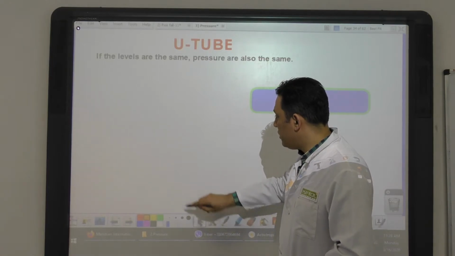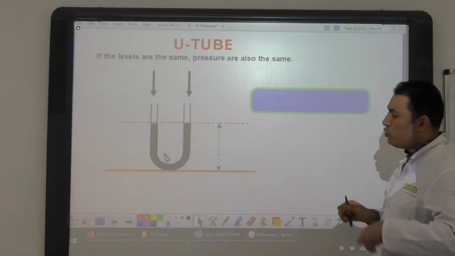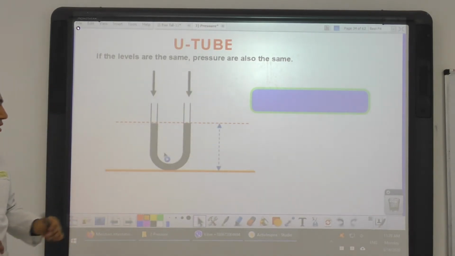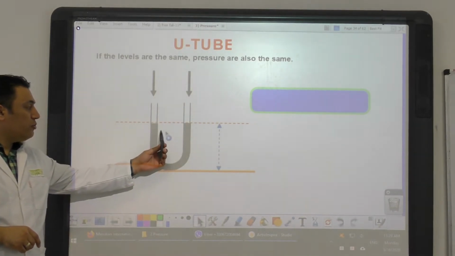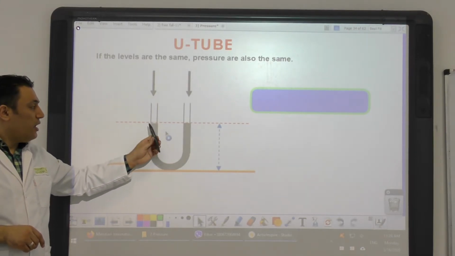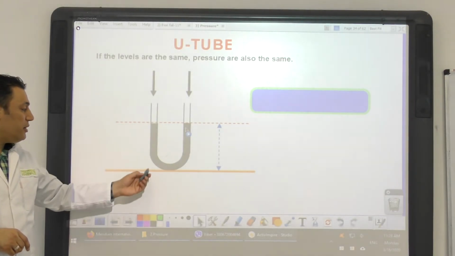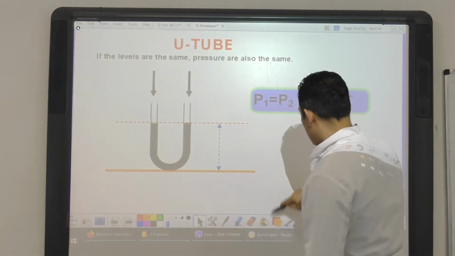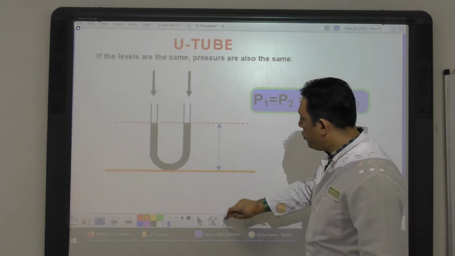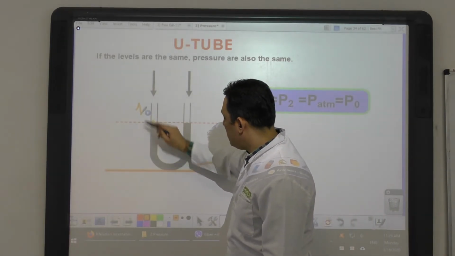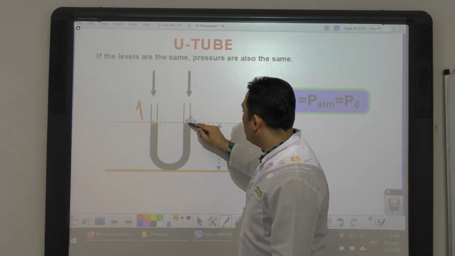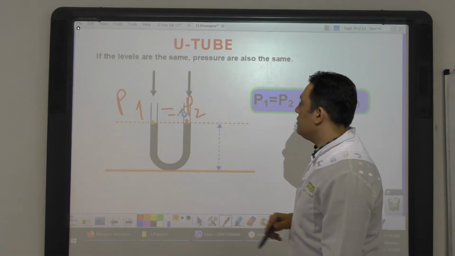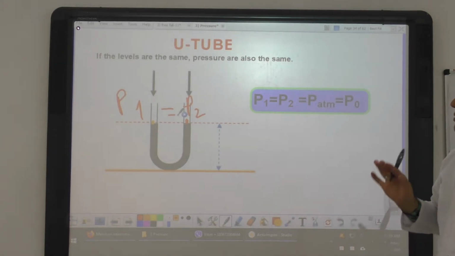Let's suppose that we have a tube in a U shape and both sides are open. If we place some liquid in the tube, the levels of the liquid are going to be the same. So we can easily say that at point 1 and point 2, there is the same pressure. So at the same level of the liquid, there is the same pressure.